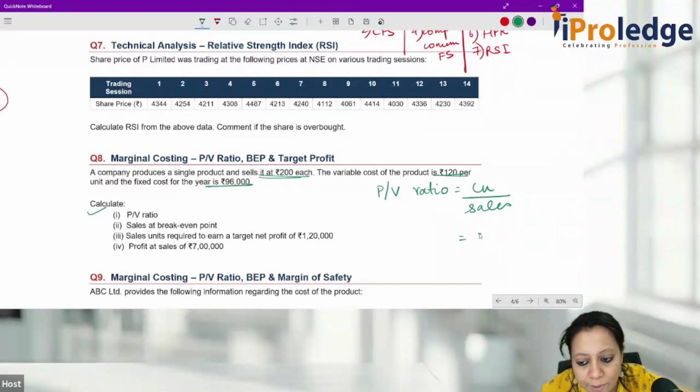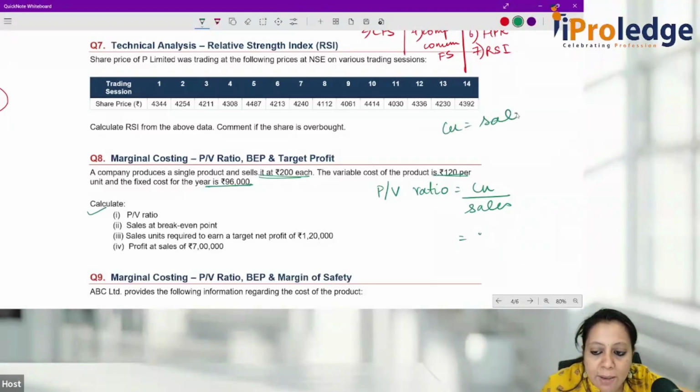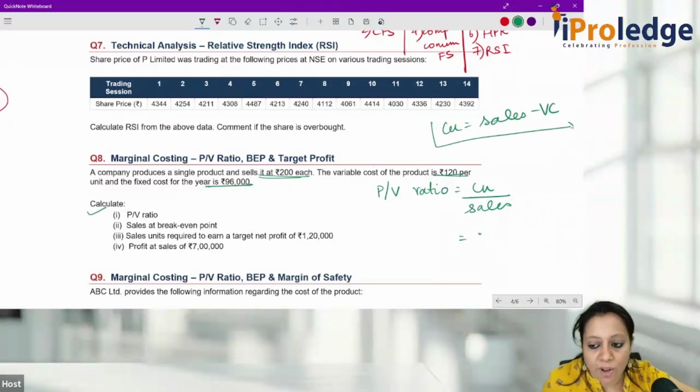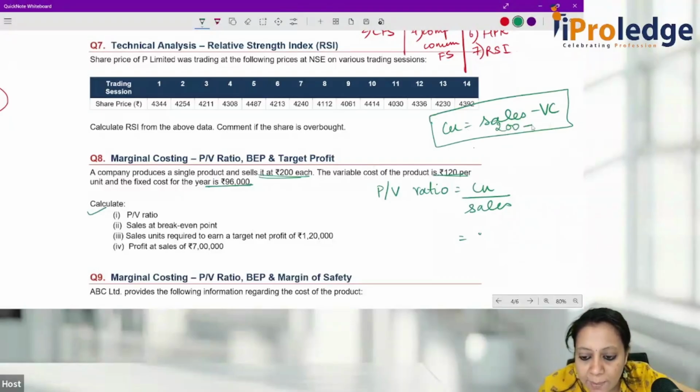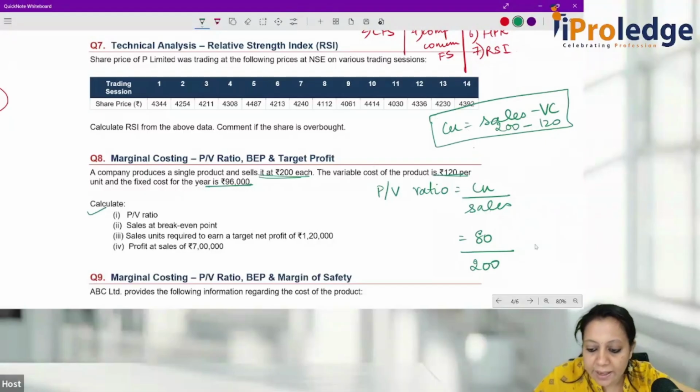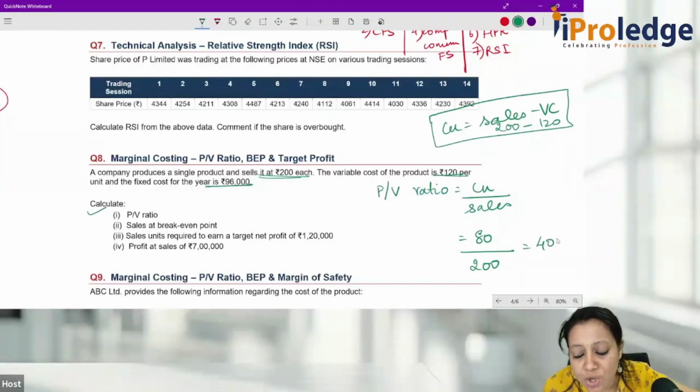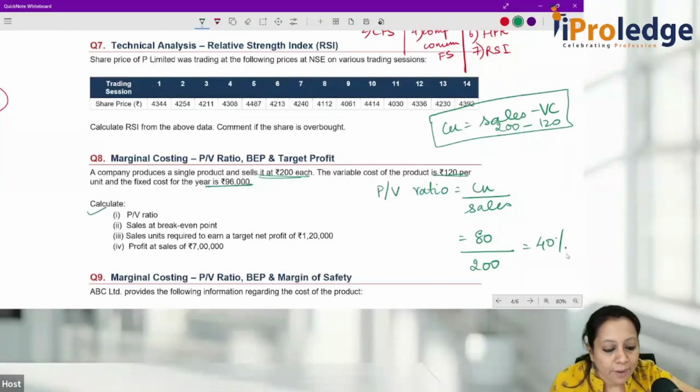Yes, what is the problem here? No problem. So, can I say contribution is equal to sales minus variable cost? Yes, we can say that because just now we saw the marginal cost sheet format, which hopefully all of you must have noted down. Sales is how much? 200 minus variable cost is 120. That means 80 is the contribution divided by sales. Sales is equal to 200. So in that way, 80 divided by 200, how much are we getting? 40% is the PV ratio.